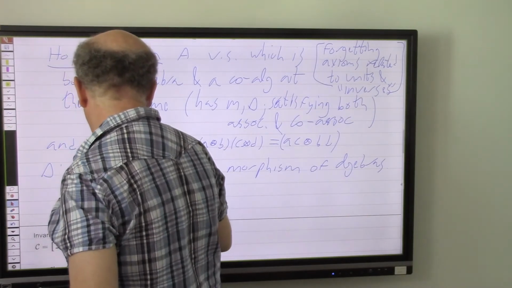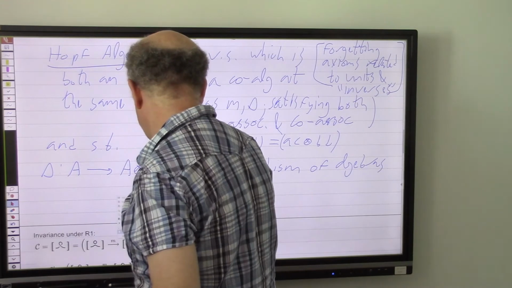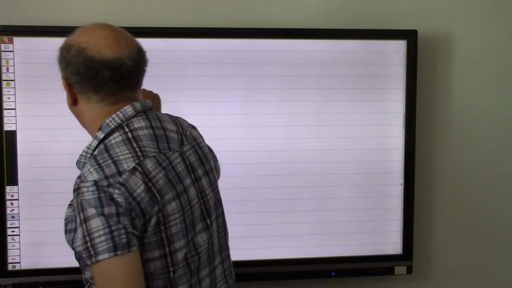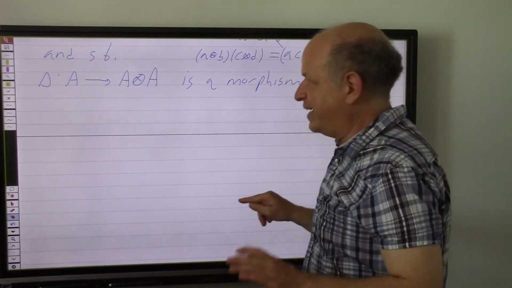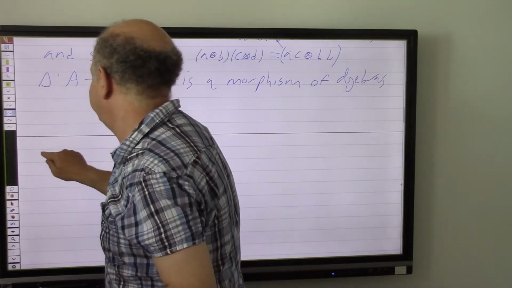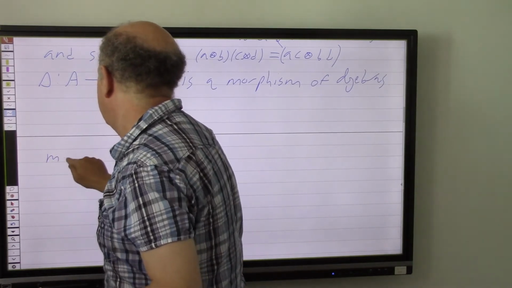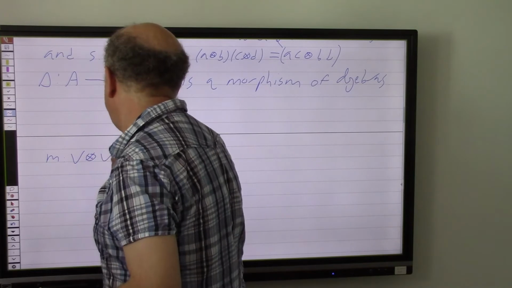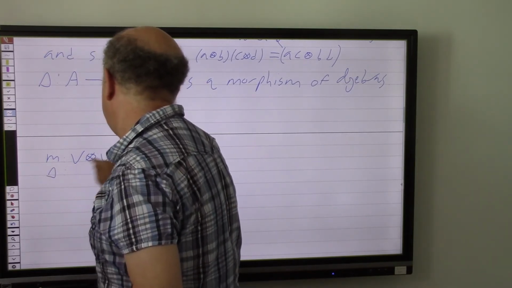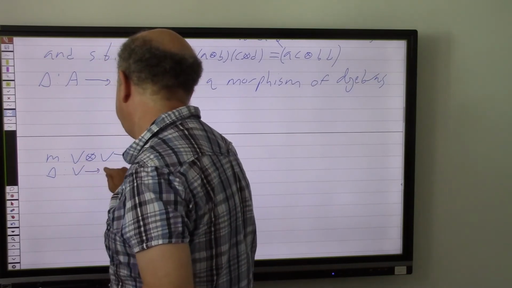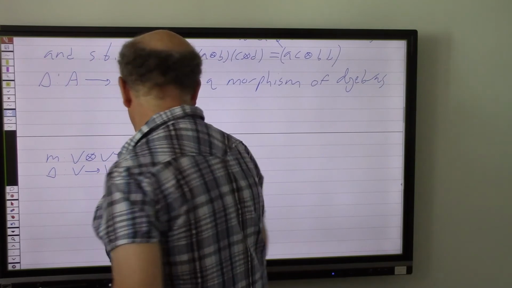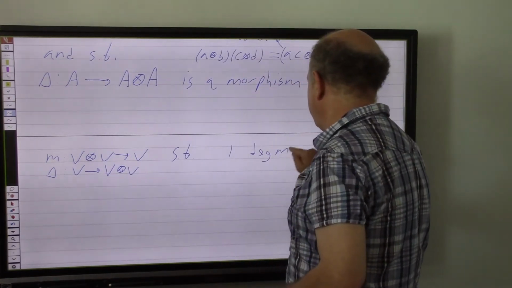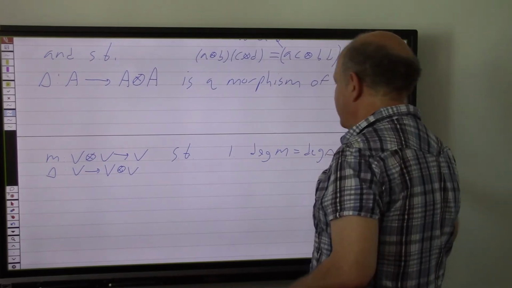So now let's go back to what we need. Again, in our case, we have M going from V tensor V into V, and delta going from V into V tensor V. And the conditions we have so far are that the degree of M is equal to the degree of delta, which is -1.